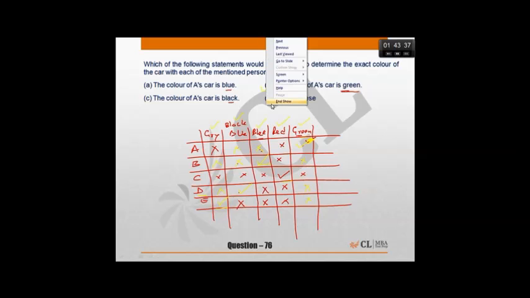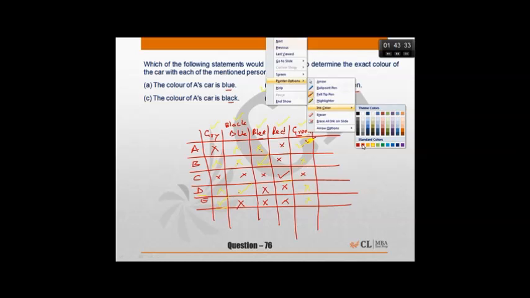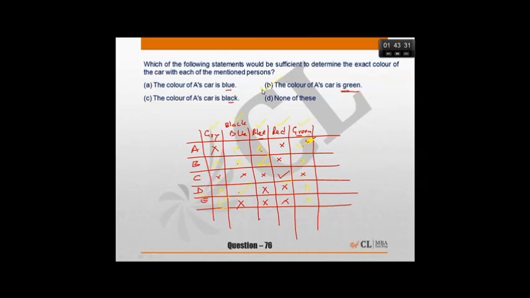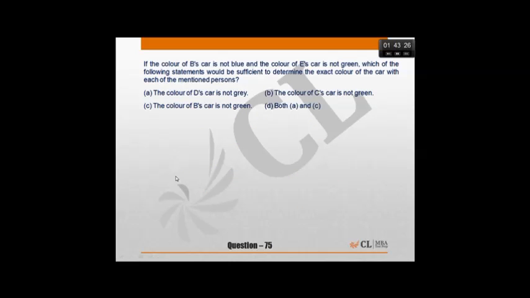Let me go back to my original color. The key thing for me was that I started with the item in which I'd be able to fill up the maximum number of boxes. Coming back to this one again.